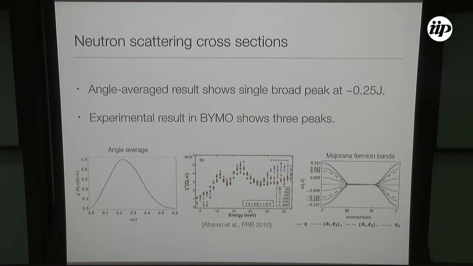However, what they see in experiments is actually something that looks like this. There are 3 magnetic peaks. If you use the value for J, the one that we would predict is only around here, this middle one. So this is a failure of our theory. We cannot explain 3 peaks in the neutron scattering experiments.